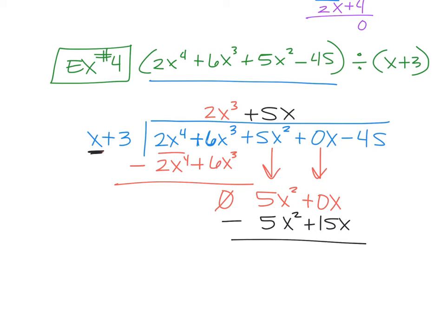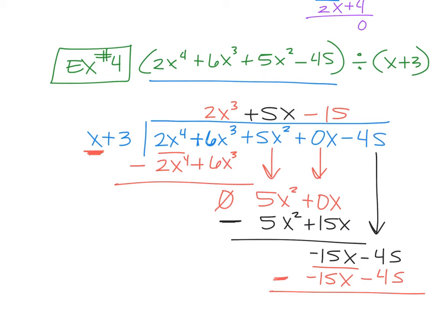Okay? Now again, remember that we're subtracting. 0 minus 15x is what? Negative 15x. Okay? Pull down your negative 45. What can I multiply x by to get negative 15x? Negative 15. Okay? So I multiply that. I get negative 15x. Negative 15 times 3 is negative 45. Again, we're subtracting, so that's 0 and 0, which means you have no remainder, which means your answer is this: 2x to the third plus 5x minus 15.